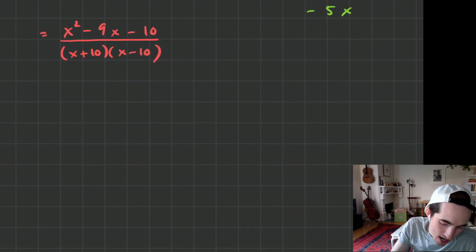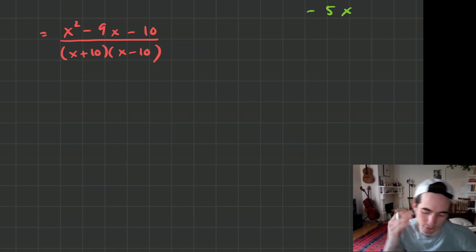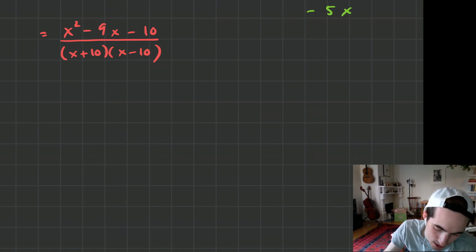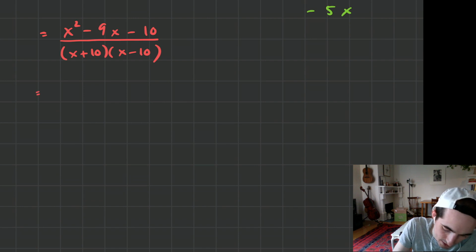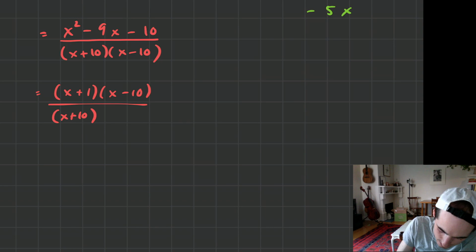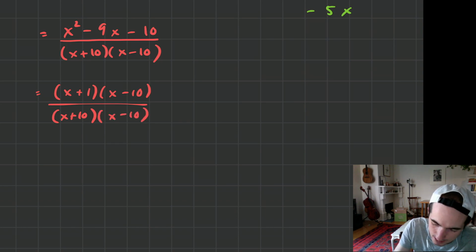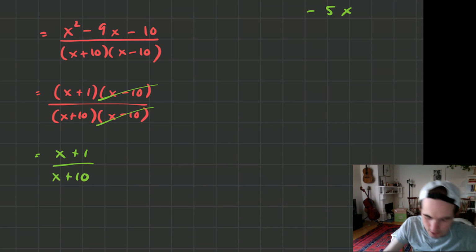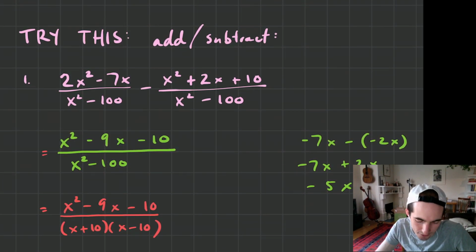So let's factor this. Now this is factorable. We're looking for two factors of negative 10 whose sum is negative 9. Of course, that's going to be plus 1 and minus 10. So this is x plus 1 times x minus 10, and this is x plus 10 times x minus 10. And then this cancels with that. And look, isn't that a cooler question? So this is x plus 1 over x plus 10. That's what I imagine the authors intended us to do, but it was probably a little typo.